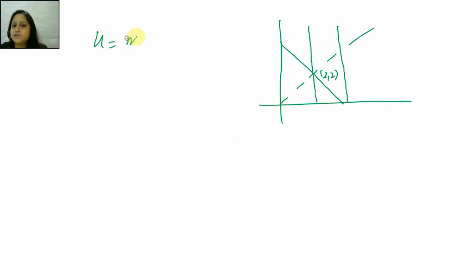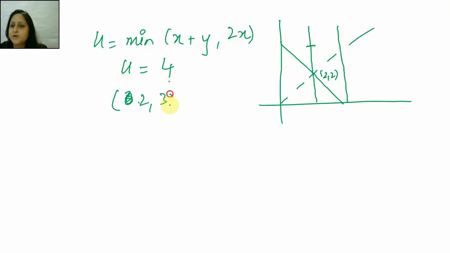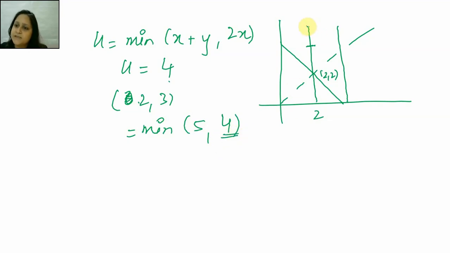So utility function is equal to minimum of x plus y, 2x. When you take a point like 2, 2, my utility comes out to be 4. So if we take further points here, a point like 2, 3, then what is the utility I'm going to get? Minimum of 2 plus 3, 5, 2 into 2, 4. So utility is still 4, which means this part is part of my IC, which is going to have the kink of 2, 2. है ना? ये पोर्शन उस IC का पार्ट है जहाँ पे 2, 2 lie करता है.